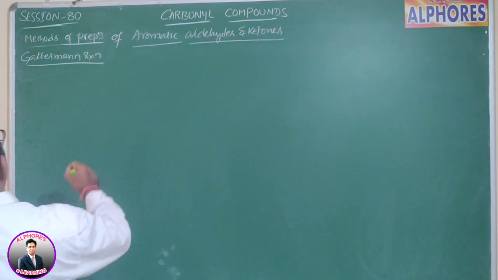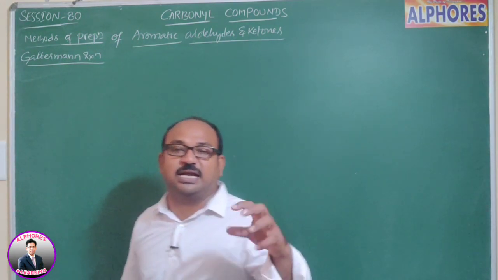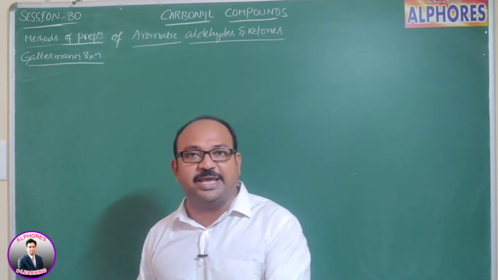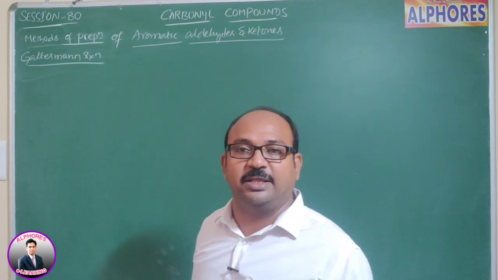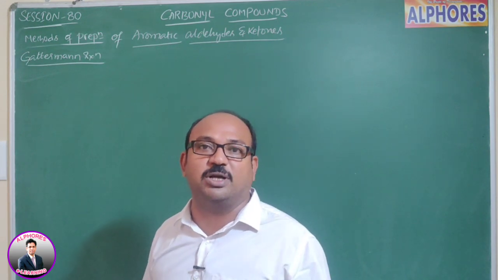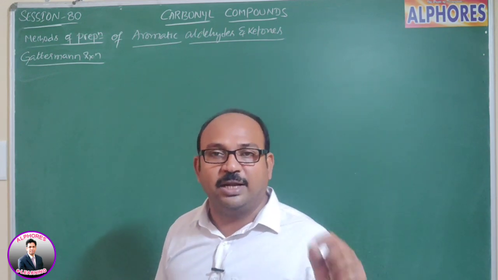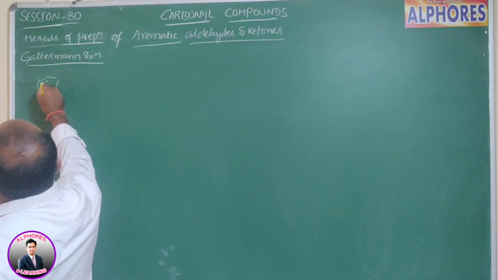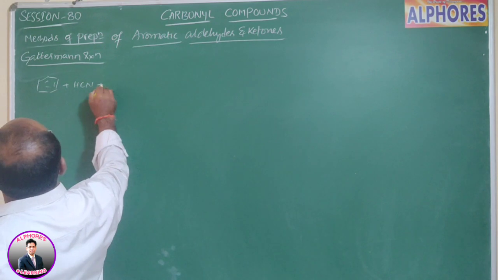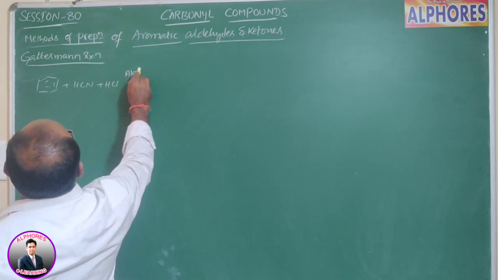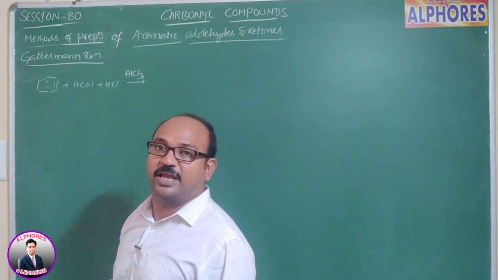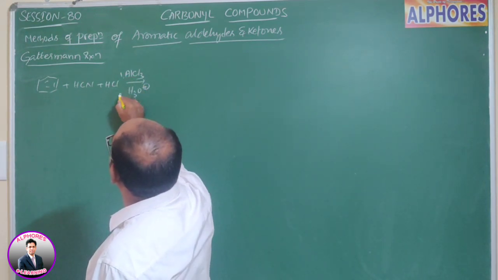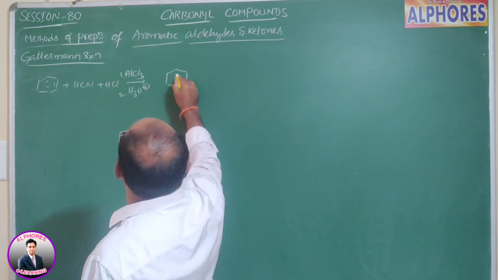Next method, Gattermann reaction. Just now we discussed the Gattermann-Koch reaction, where we use benzene, carbon monoxide and HCl. In the Gattermann reaction, instead of carbon monoxide we use HCN, hydrogen cyanide. So benzene upon reaction with HCN and HCl in presence of a Lewis acid catalyst, AlCl3 or FeCl3, followed by hydrolysis, gives benzaldehyde.